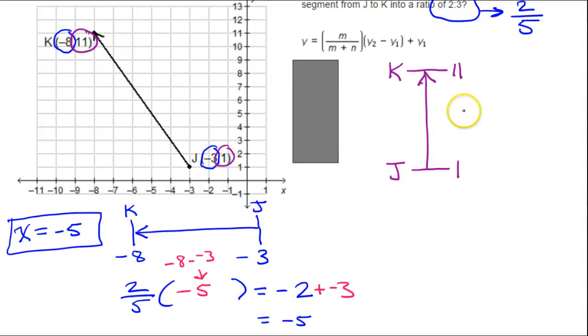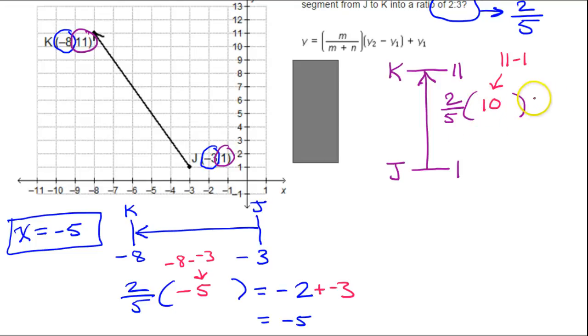So what do I do? Well, once again, I do a fraction of the whole, because I'm asking myself, how far am I going to go? I'm going to go a fraction of the whole, 2/5 of the whole way. So how far is the whole? Well, I need to do the second number minus the first number. So I need to do 11 minus 1. So that's going to be positive 10.